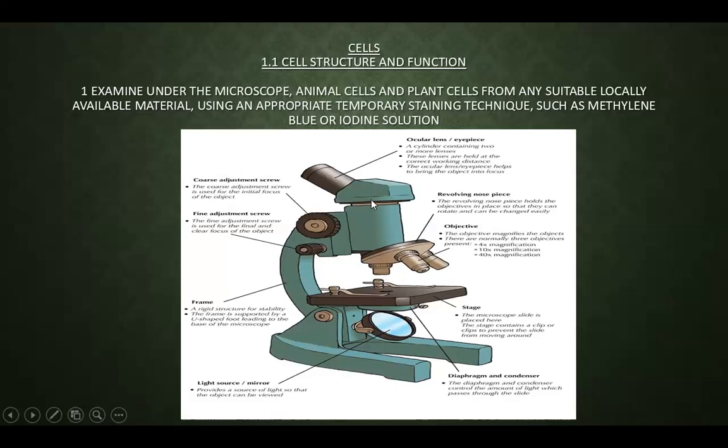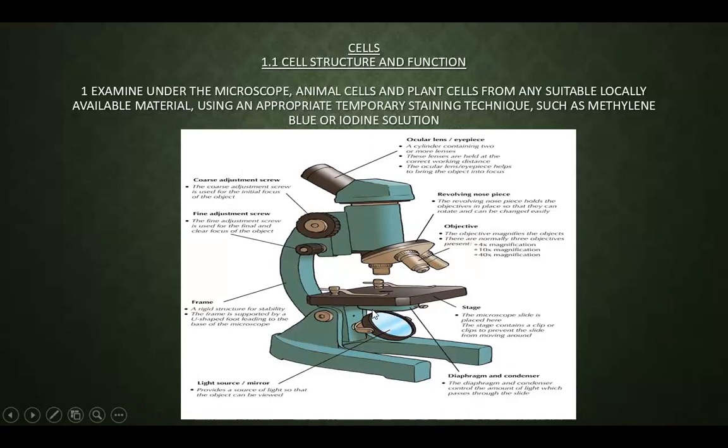This is a tube. The tube that connects the eyepiece with the objective lenses is known as the body tube. Again, the labeling is not mentioned here, but remember, this is the body tube. So the base, the arm, the eyepiece, the body tube, the nose piece, and then the objective lenses. Okay, the next is the stage.